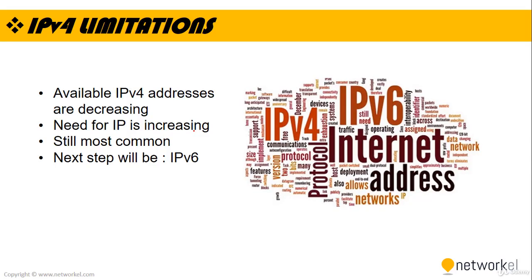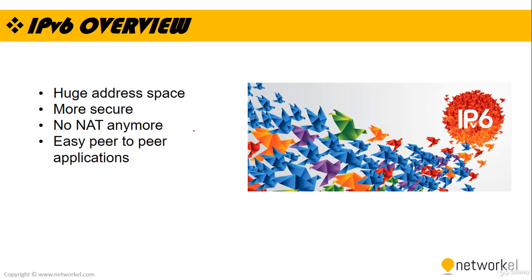Let's take a look at the IPv4 limitations. As we talked about in the first slide of our course, almost 50 billion devices will be connected to the internet by 2020, but available IPv4 addresses are decreasing. Although IPv4 is still the most commonly used protocol, it seems our next step will be IP version 6, which can provide a broad IP address range.